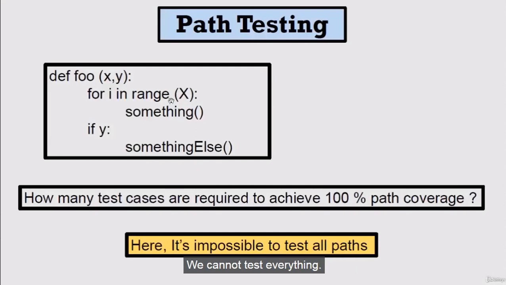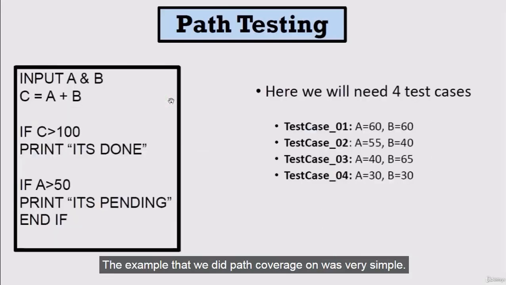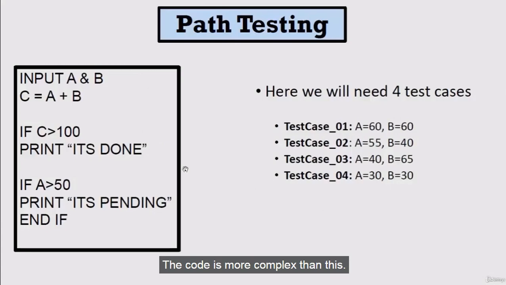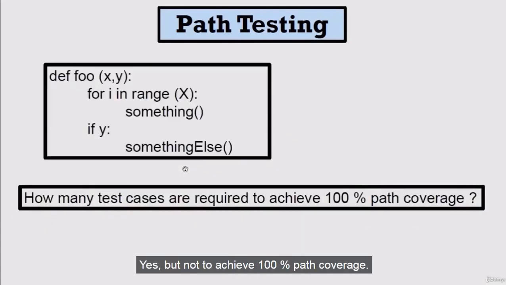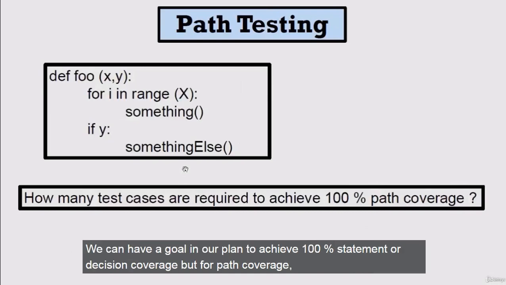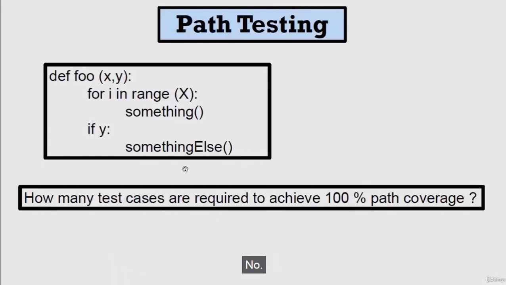We cannot test everything. So most of the time, path coverage is not achievable, okay? The example that we did path coverage on was very simple. And in the real world, we don't have code like this. The code is more complex than this. So path coverage, we use it, yes, but not to achieve 100% path coverage. We can have a goal in our plan to achieve 100% statement or decision coverage. But for path coverage, no, this is impossible.